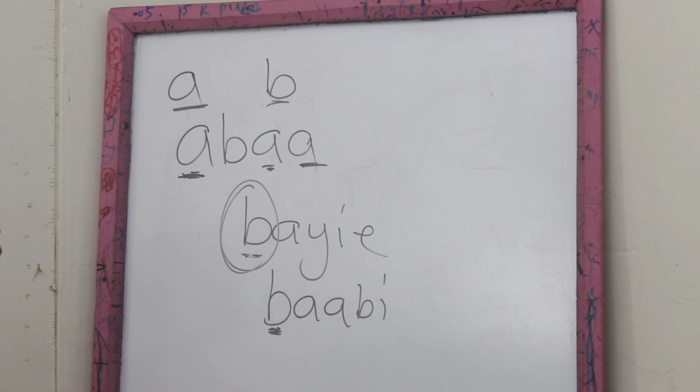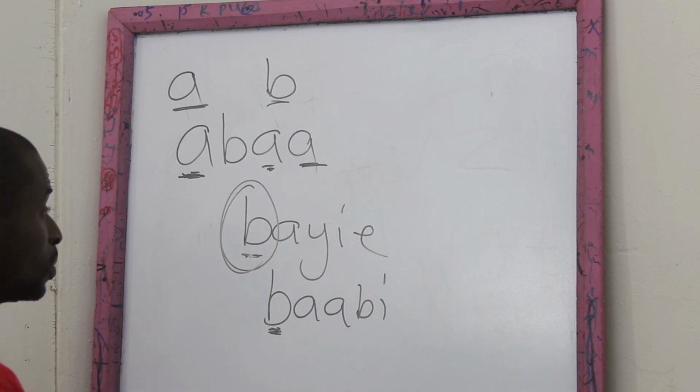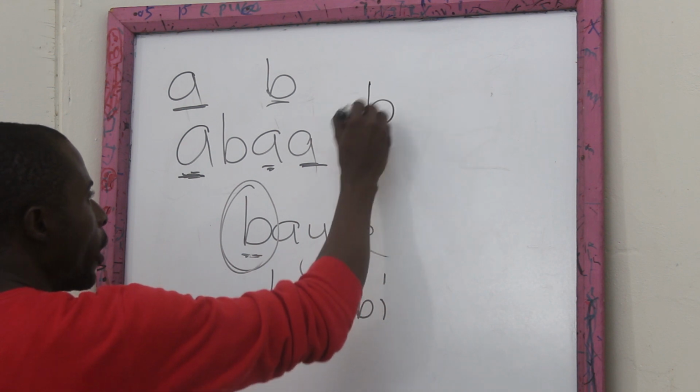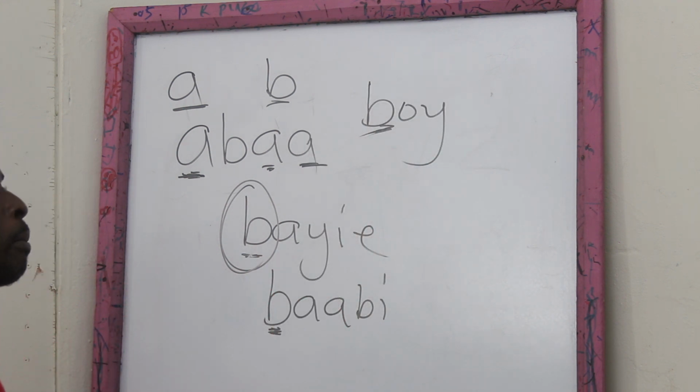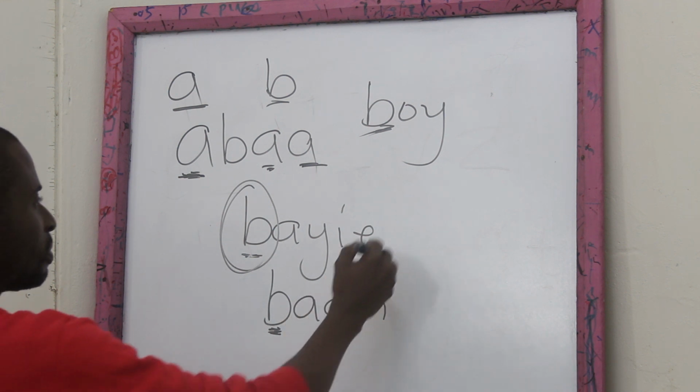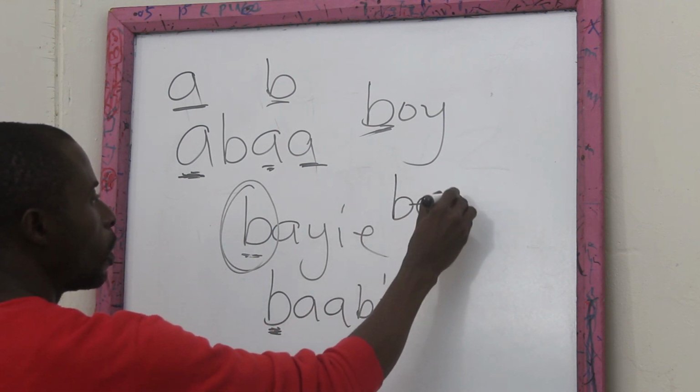And you should try and give more examples on your own. Don't restrict yourself in only the Akan Twi language. You can give examples in so many languages. Bo, as in boy, in the English language. Boy. Beautiful.